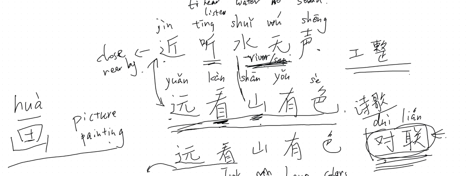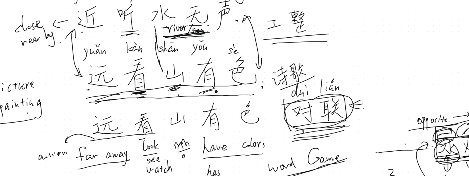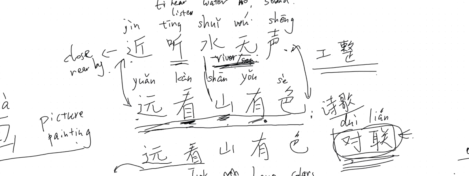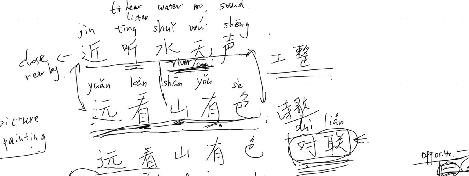Have, don't have. Sound, color, differences. So you can see this is perfectly matched. And they both mean an action. Both have actual meanings. You look far away at it, you can see a color. But you come close to listen, the water has no sound. 工整. These two are 工整. So he's a really good poet. You can see why.